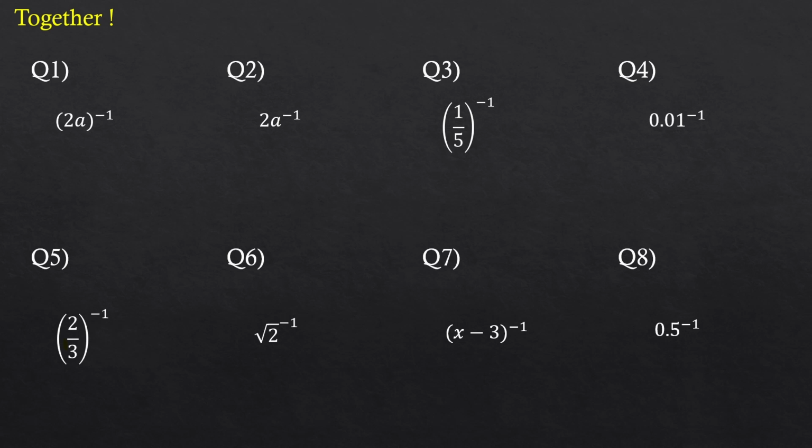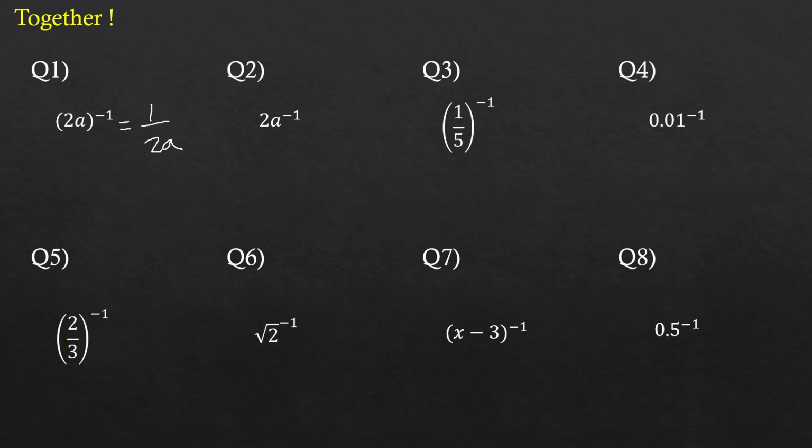Now let's get into the actual problems. Again, you may pause the video for a moment and try everything by yourself. I'm going to assume that you have done it. Let's look at question 1. 2a to the power of negative 1. You should know this now. It should just be 1 over 2a, right?